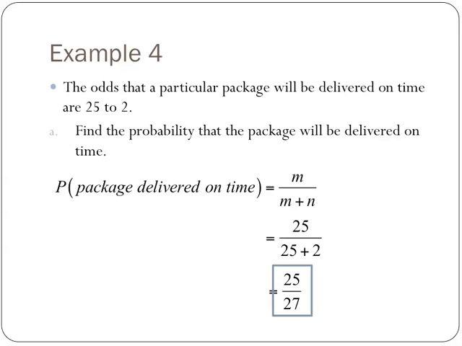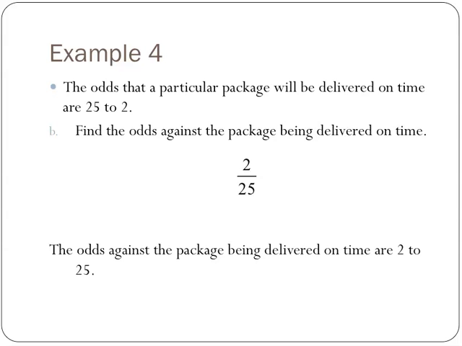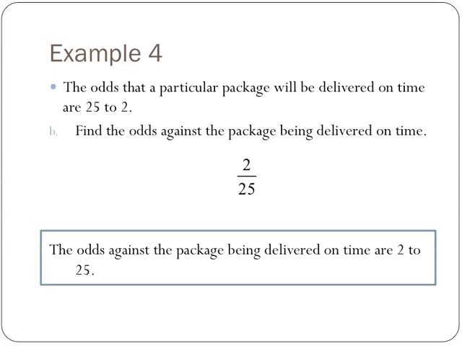Look at part B. Find the odds against the package being delivered on time. Now here you're not asked to find a probability, you're asked to find odds. Now you are already told the odds that it being delivered on time are 25 to 2. Now you just want to write what the odds are against the package being delivered on time. So all you have to do is just swap the 25 and the 2. So this is 2 to 25. So the odds against the package being delivered on time are 2 to 25.